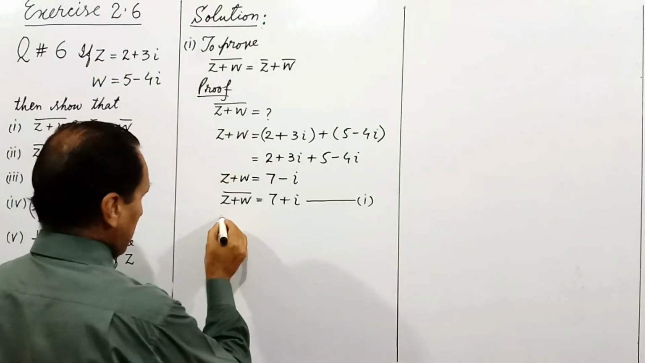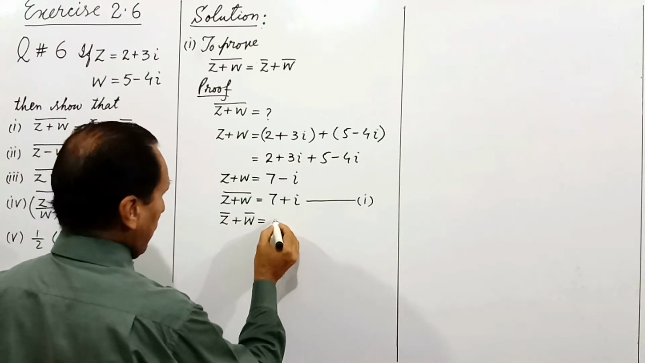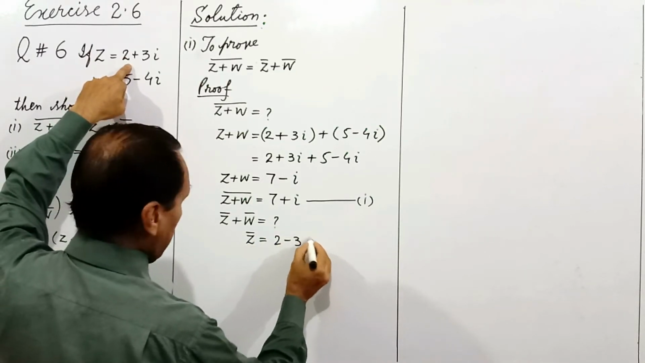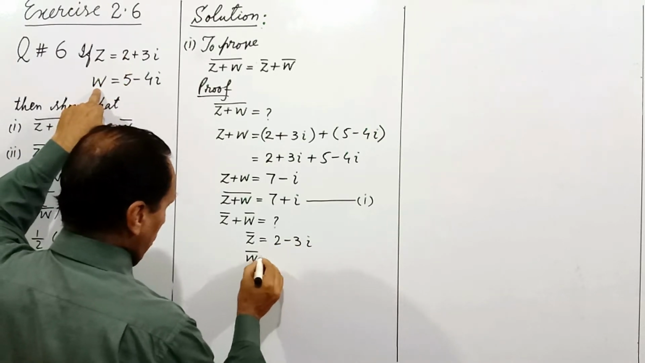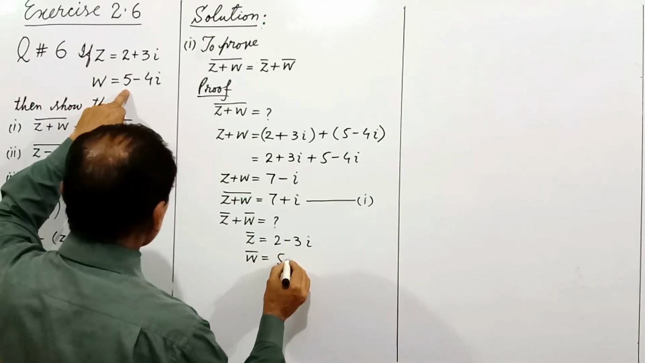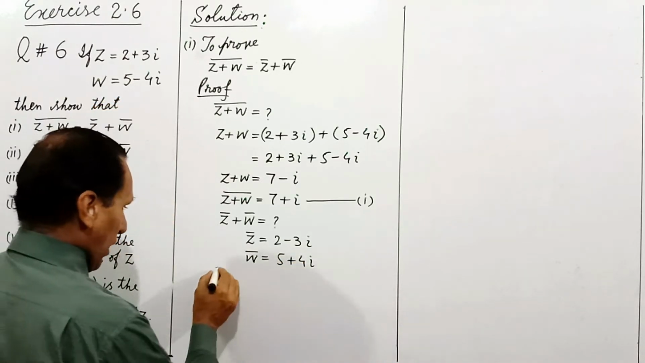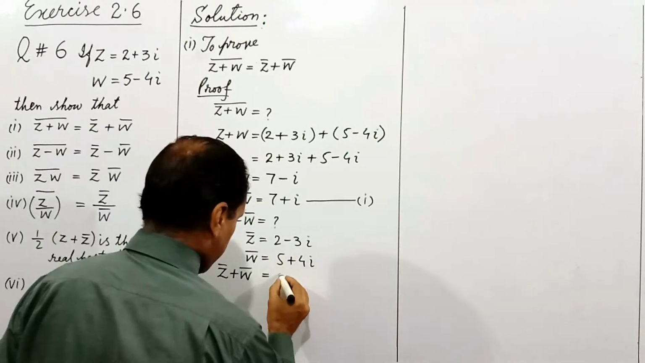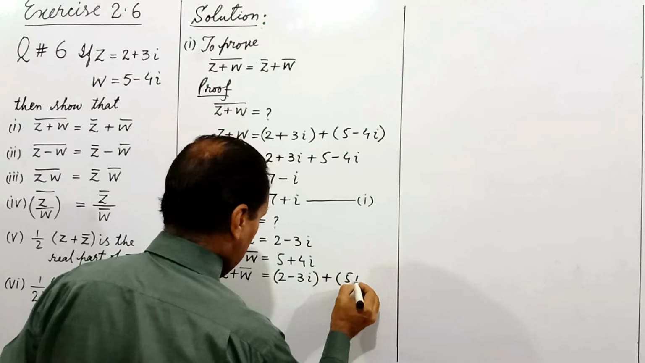We take the right hand side, in which we require the sum of the complex conjugates of Z and W. Z bar is equal to 2 minus 3 iota. We change the sign of the imaginary coefficient. And now we get the conjugate of W, and that is 5 plus 4 iota. Now we add these. Z bar plus W bar is equal to 2 minus 3 iota plus 5 plus 4 iota.